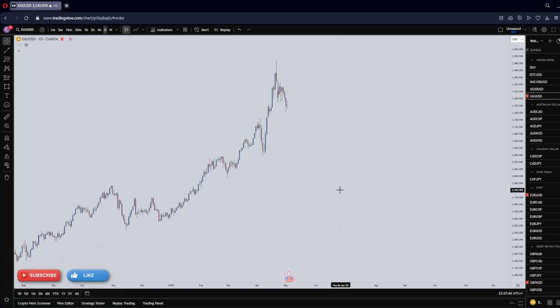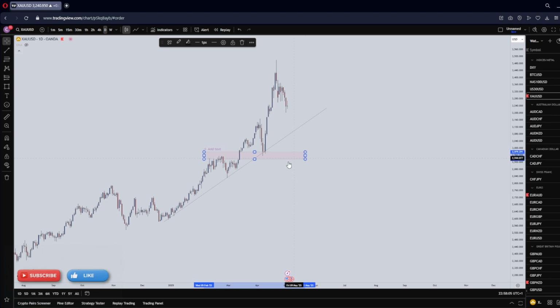So we are taking trades where there is multiple confluences, and the confluence we are looking at is support and resistance, key support and resistance levels, and trend lines. So let's draw the trend line on the daily time frame on gold. Then we'll draw the key levels.